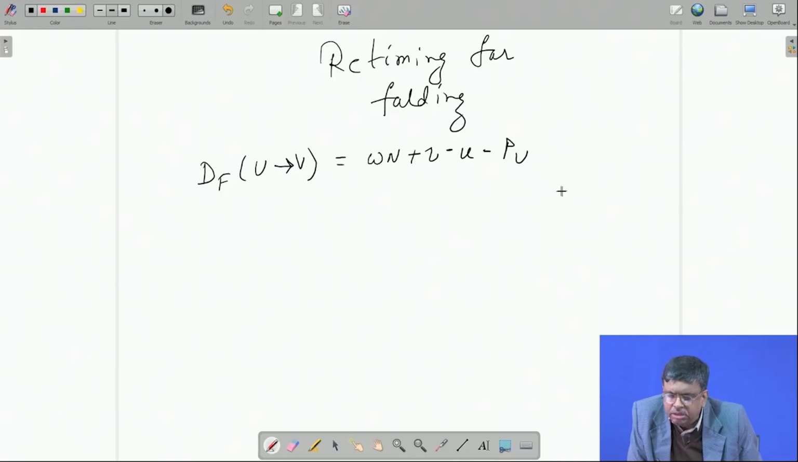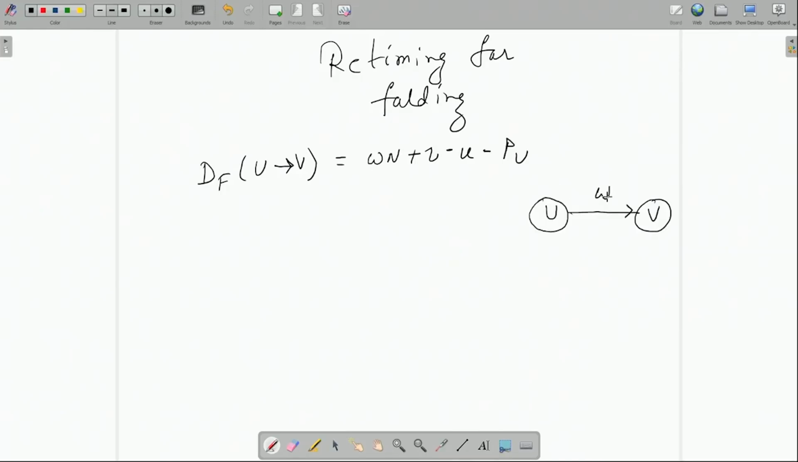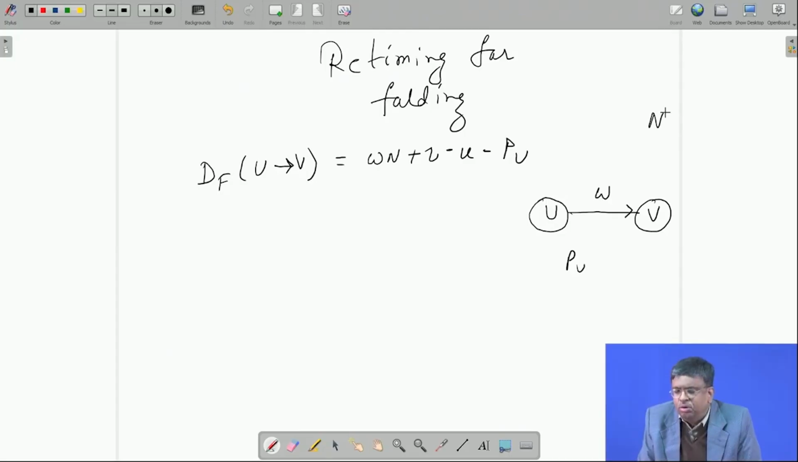In the DFG there is a node u, with W number of delays. P u is the number of pipeline latches in node u. These are all known, so I am just briefly recalling. W is the original number of delays. Folding factor was n, that is n nodes of the type u are mapped to one single hardware unit of type HU, and that is pipelined by P u number of delays.